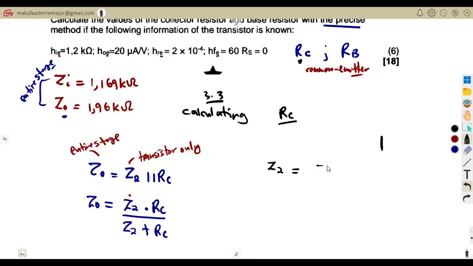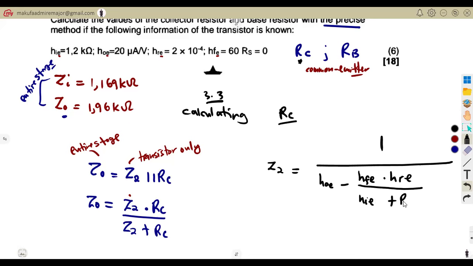So it was going to be 1 over, let's substitute this HO minus, that is considering our output conductance there. Then we're going to consider our forward transfer ratio multiplied by the reverse, everything over HIE, which is for the input impedance, plus RS, the series resistor, where we are given that RS is 0 there. So just substitute, guys. So that's Z2. Remember Z2 for what? Transistor only.